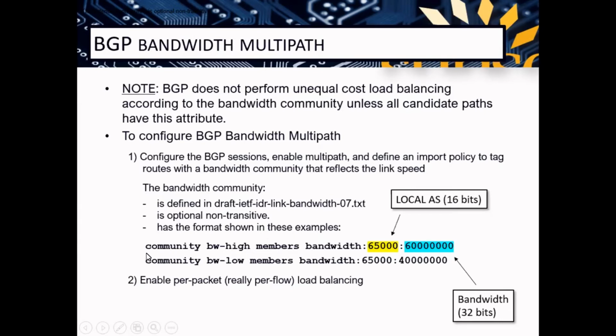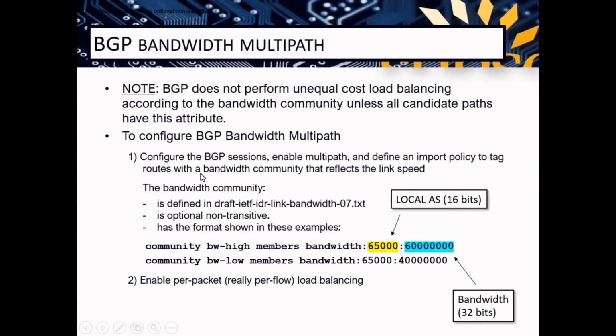And the way that you're going to configure this is pretty much the same things that we did already. You need multipath, you need equal cost multipath enabled, the policy applied to the forwarding table, but you also need to label the routes with the community.